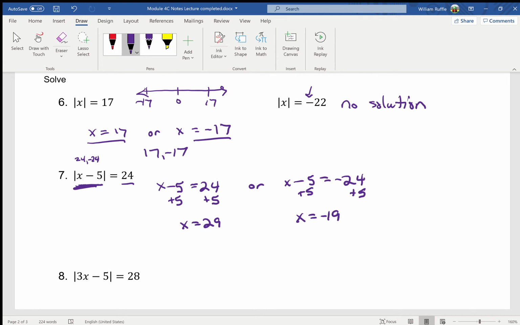So my answers for this question are 29 and negative 19. And it really doesn't matter what order you put them in, as long as you make sure you put both and put a comma in between the two.